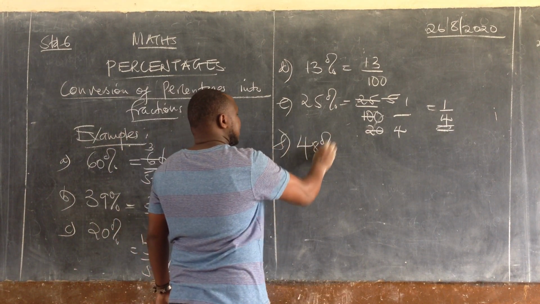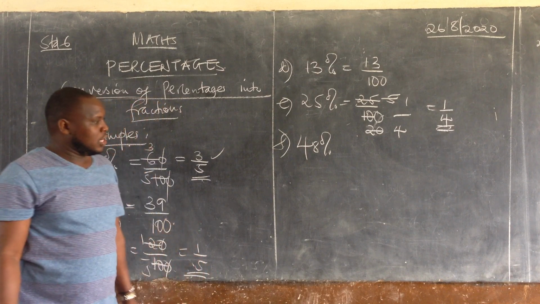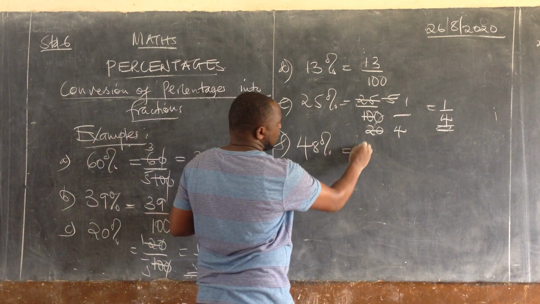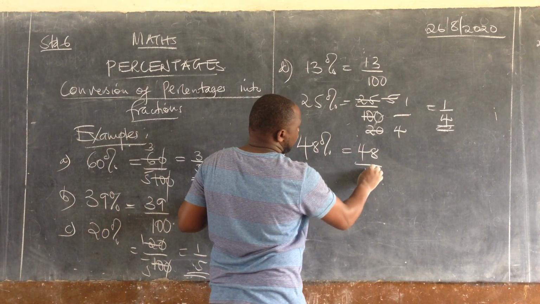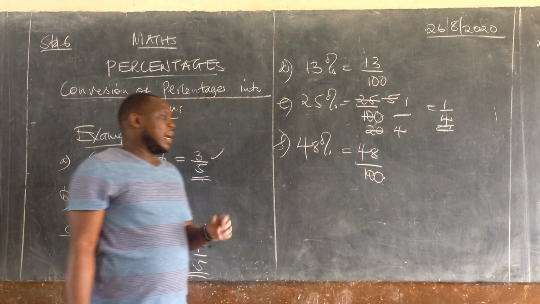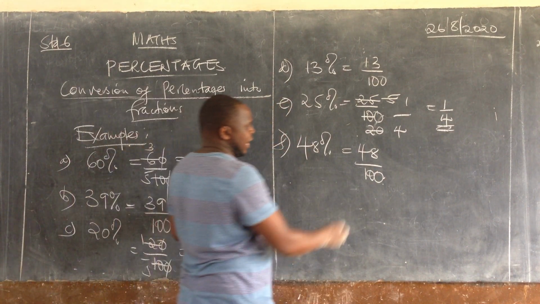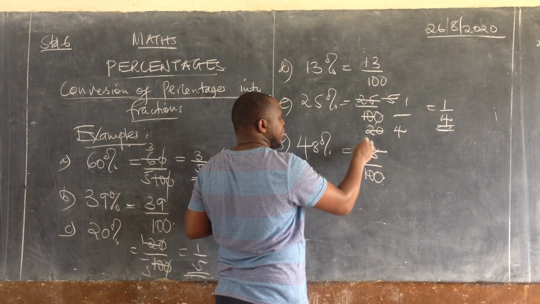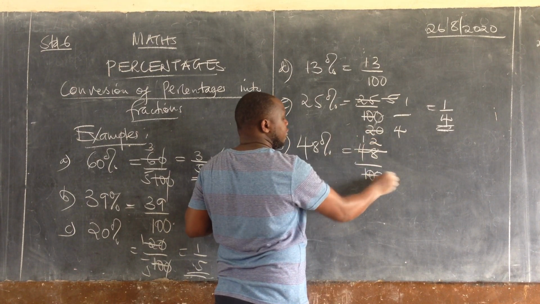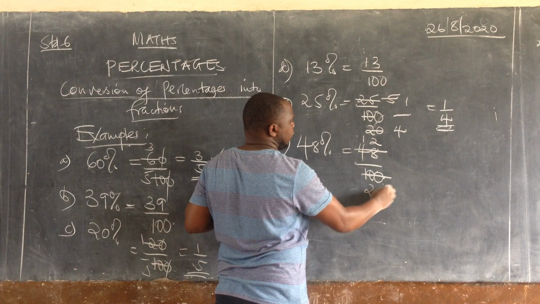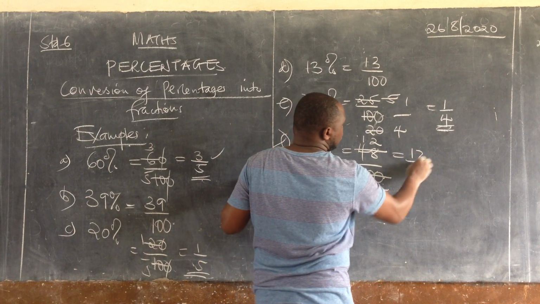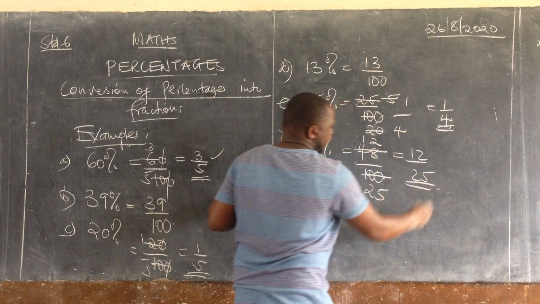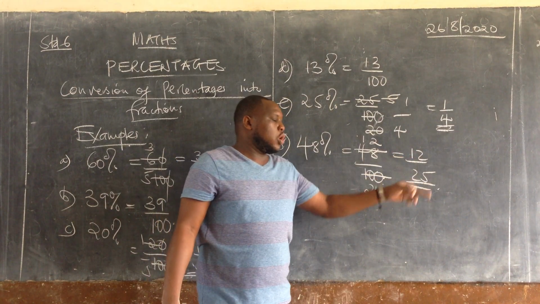Convert 48% into a fraction. So this is going to be 48 out of 100. In that case, you're going to divide by 4, because this number is divisible by 4. 48 divided by 4 gives you 12, and 100 divided by 4 gives you 25. And so your answer is going to be 12 out of 25, because in this case there is no common divisor.